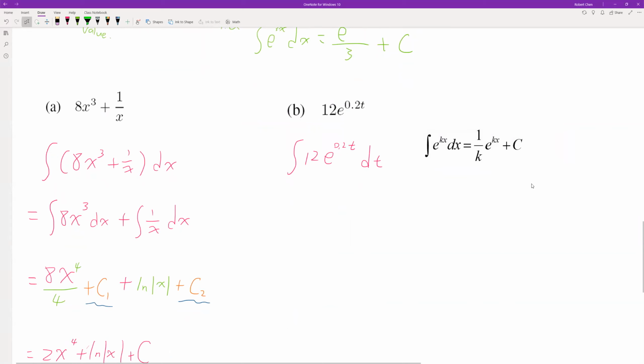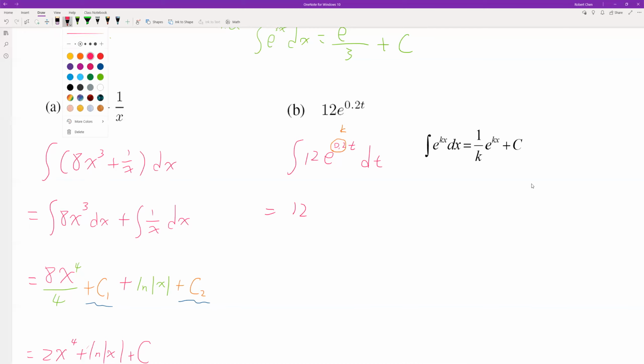Okay, so we have the constant 12, which is not going to affect us that much. That's just attached to it, so just copy down the 12. And the integration of e to the kt, we just need to divide by k. In this case, our k is the value of 0.2. That's k, right? So when we integrate it, we have the same thing, e to the 0.2t, and divide by k. Divide by 0.2 like this.